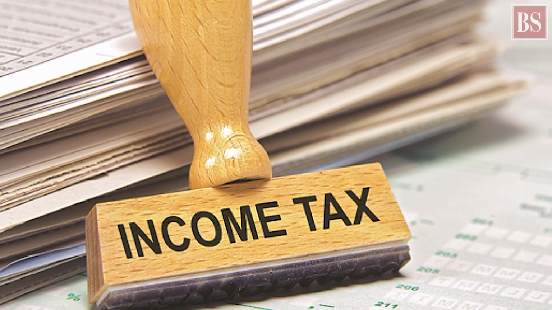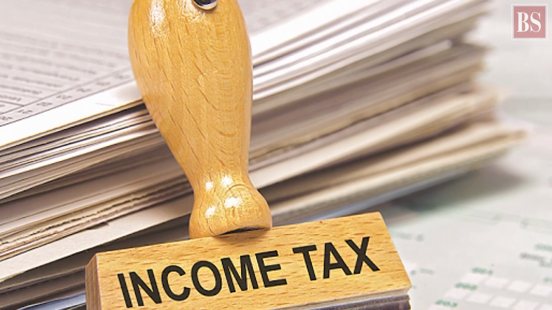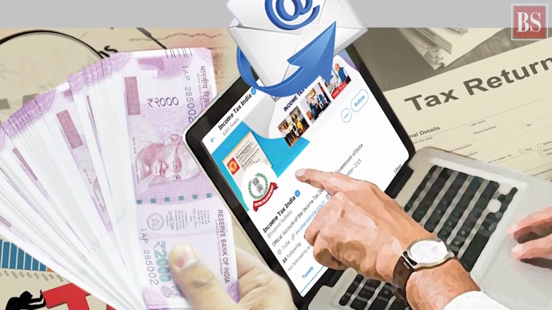In conclusion, this will help taxpayers file their IT returns correctly and assist the IT department in detecting discrepancies.